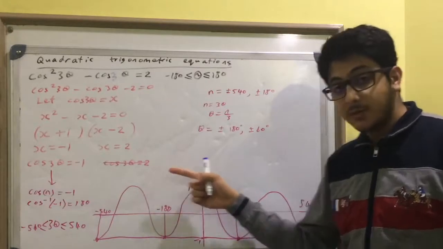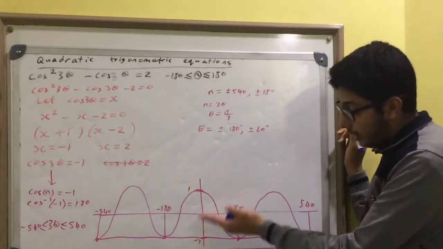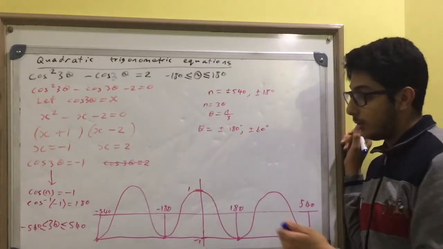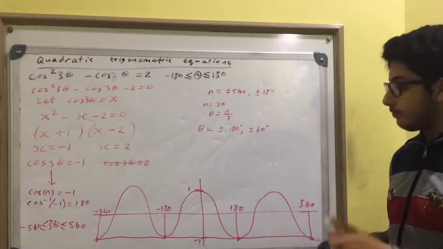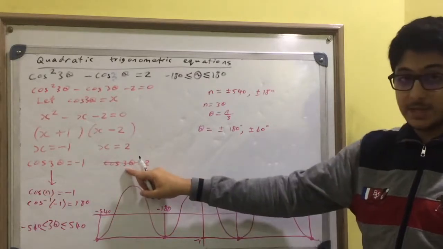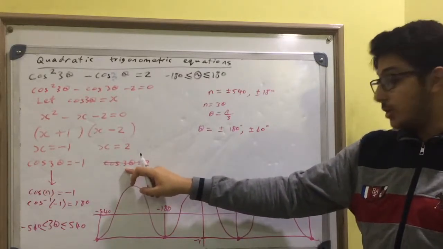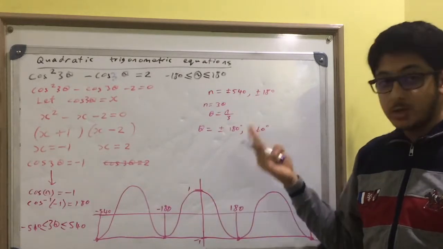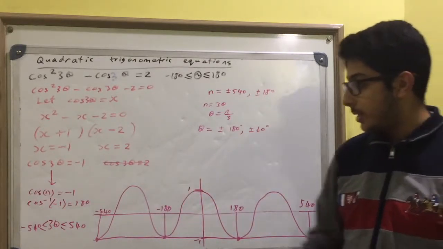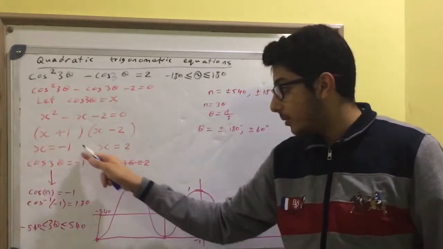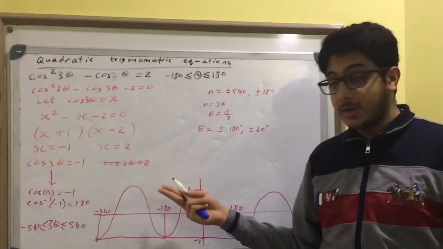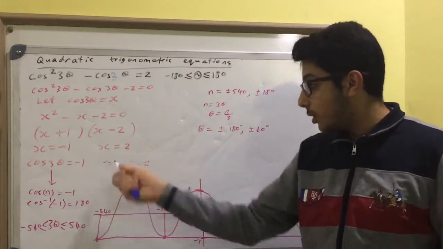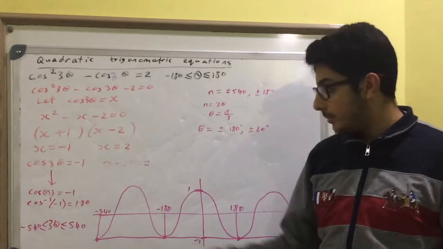But that's impossible because if you imagine the graph, the limits are at 1 and negative 1. So cosine 3 theta cannot be equal to 2. It's a horizontal translation, not a vertical one, so either way the range is not going to change. So we only work with this value. Sometimes it's like that in the exam. One solution for the quadratic doesn't work, so you only use the other one.